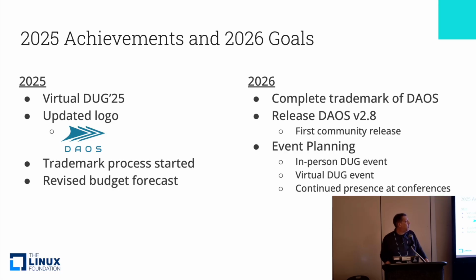And so in 2026, we want to complete the trademark of DAOS. We'd like to get the first community release of DAOS under version 2.8. And of course, do more event planning.